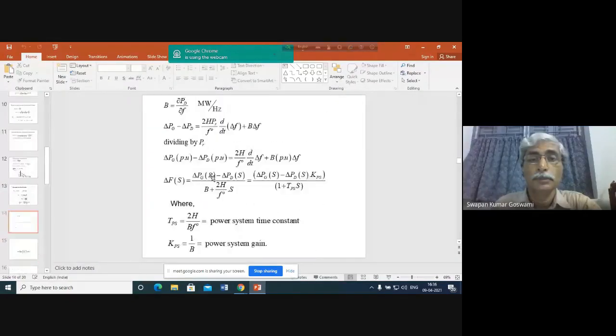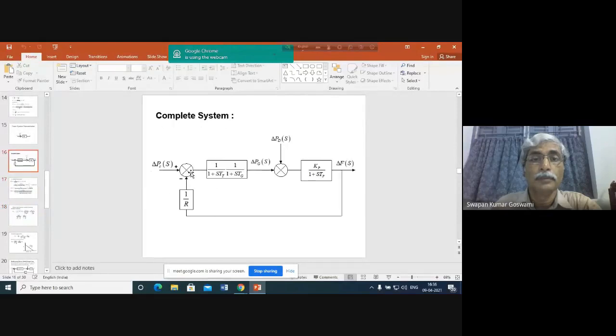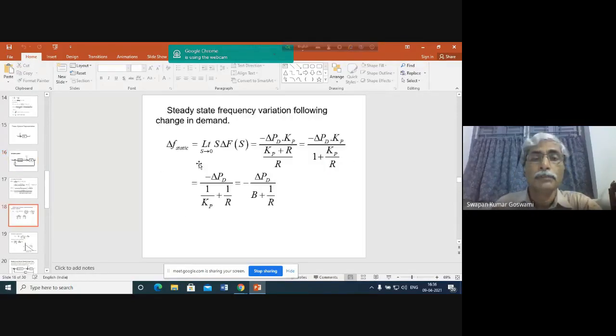Okay, so we have done this much, and then this was the complete block diagram of the frequency control system. Then we have performed the analysis and found the steady state frequency error, the steady state frequency drop. Following a load change in demand, how much will be the deviation in frequency from the rated value, from the set value? And that is given by this expression.